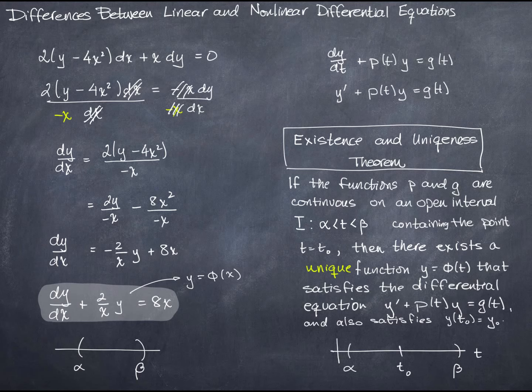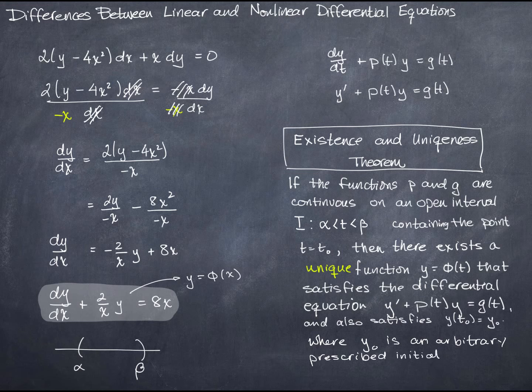I'm going to erase my number line here, because I need to specify that y sub 0 is just an arbitrary prescribed initial value. And that just means that this value right here, I can tell you in advance what I want that number to be.